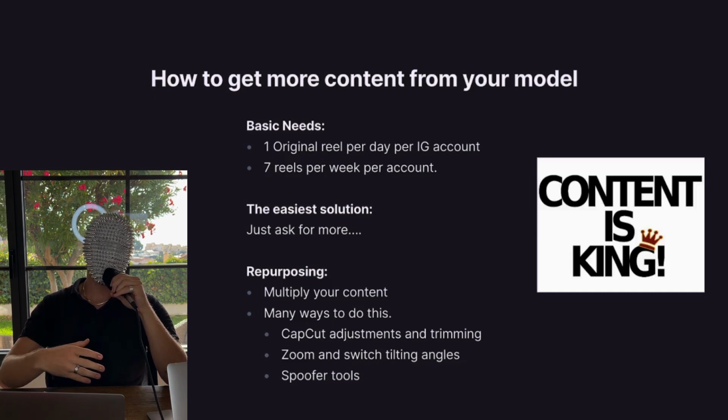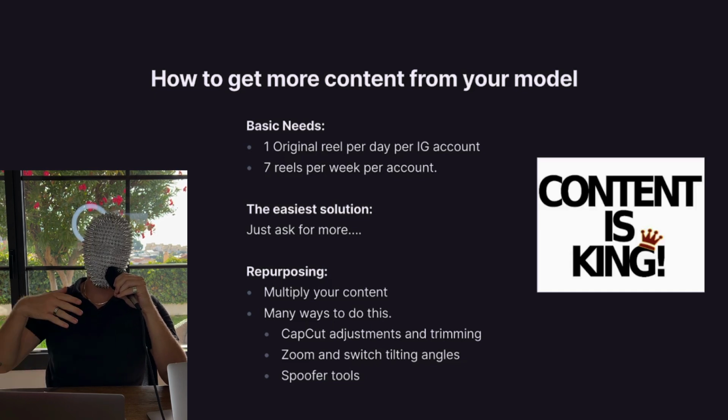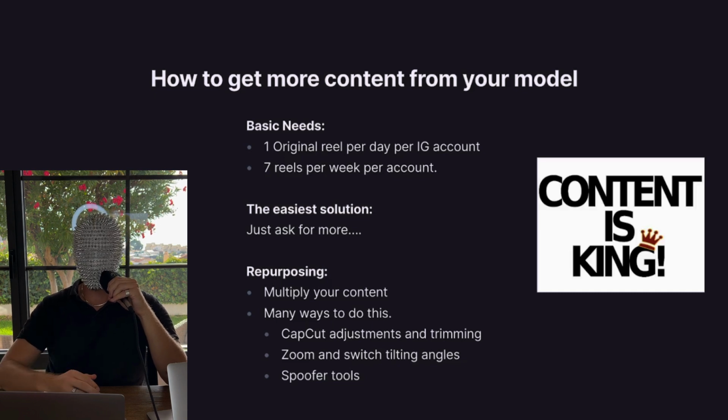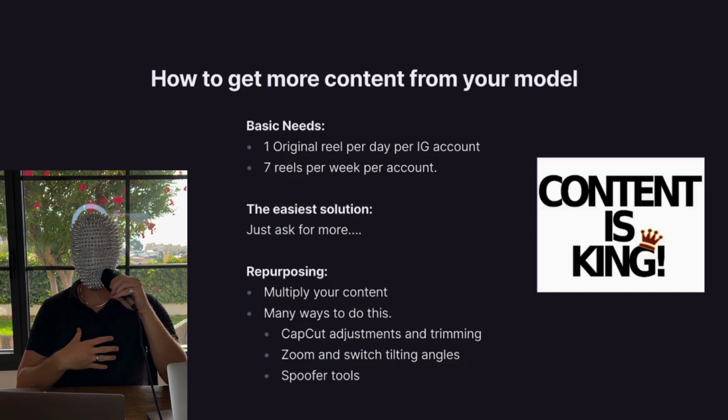Now, in order to actually make this effective, you can also create systems and communicate very clearly and source content that's easier for your model to shoot in order to make this easier and actually achieve the amount of content you need. And then obviously through repurposing, you can easily multiply your content. Many ways to do this. I won't personally share the way that we are doing it at this moment because I don't think it would be beneficial to myself.